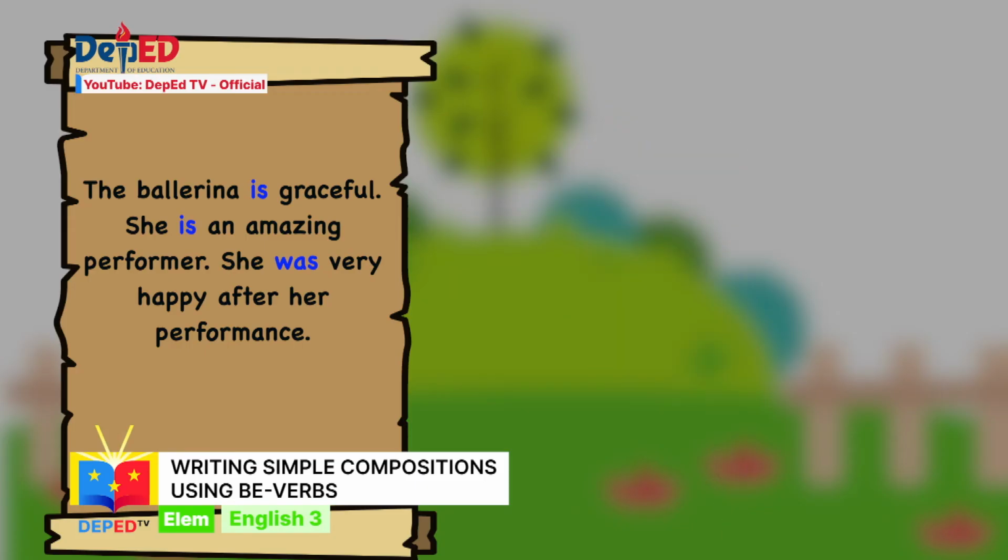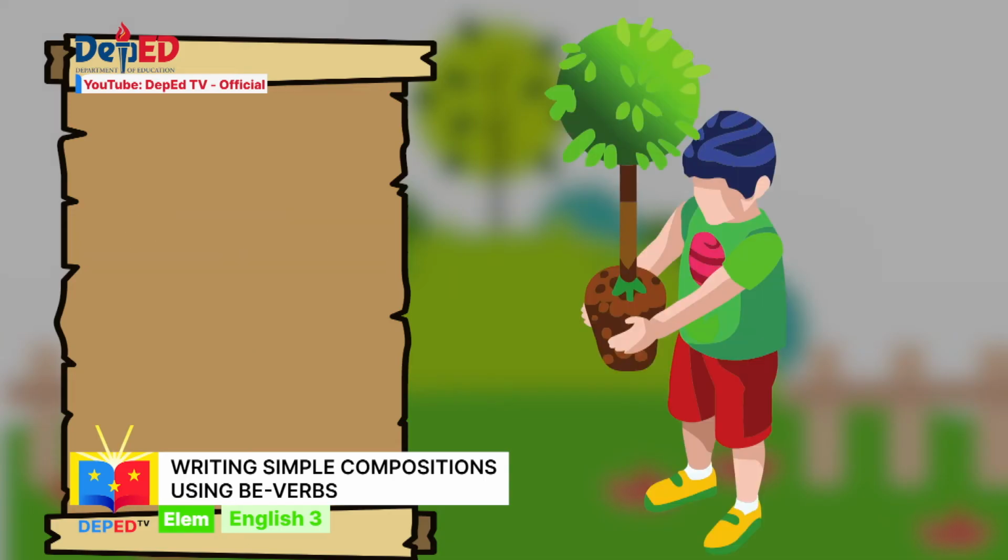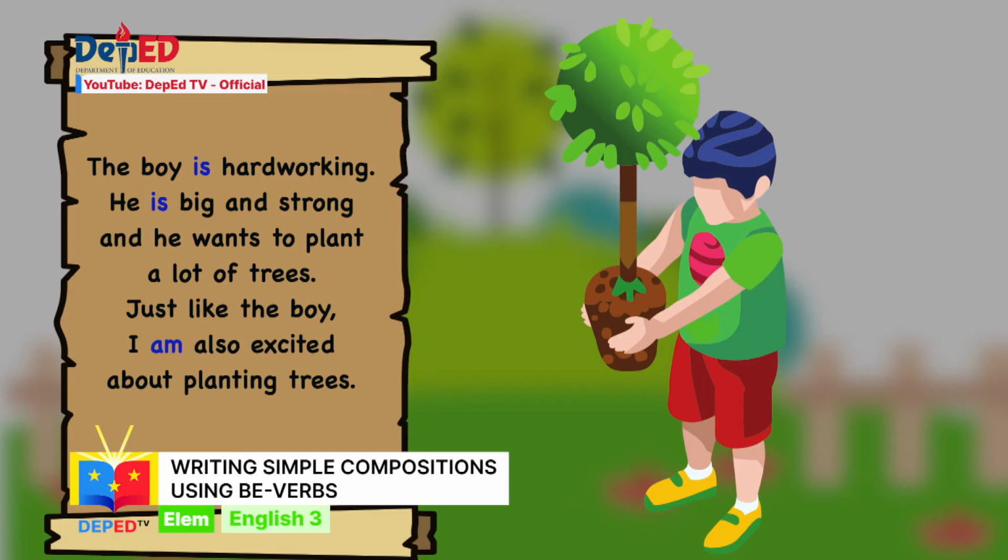Now here is the second picture. You can write, the boy is hardworking. He is big and strong and he wants to plant a lot of trees. Just like the boy, I am also excited about planting trees.